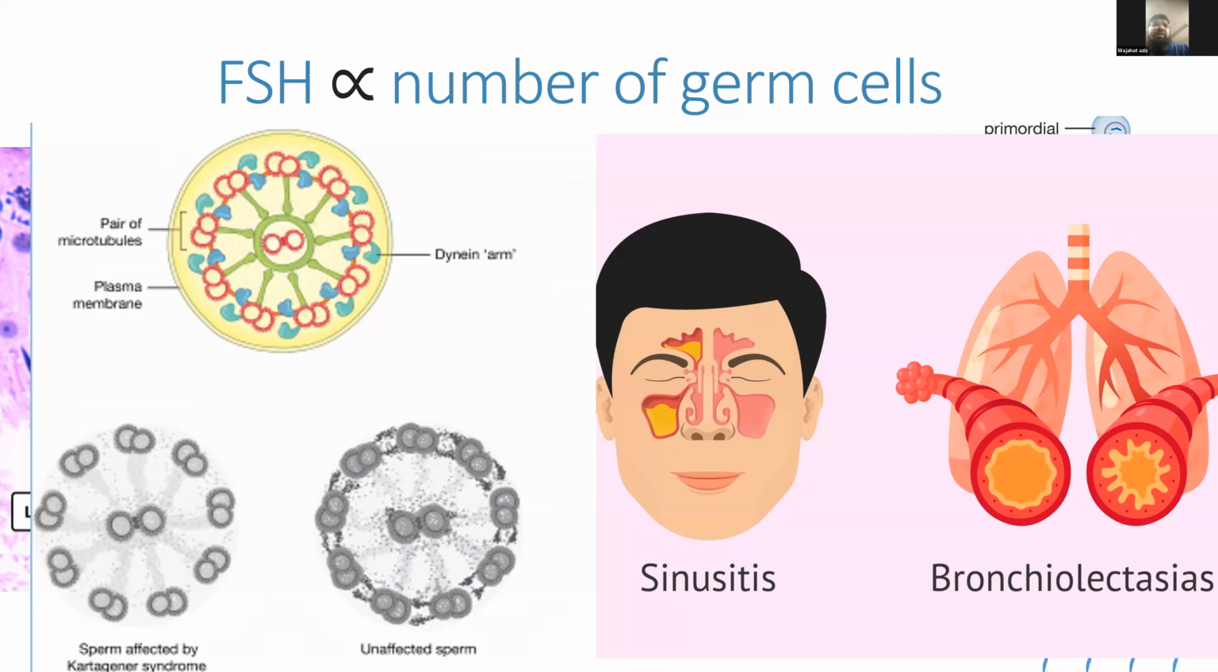One classic example of this is what is known as Kartagener syndrome, where the dynein arm of the sperm is affected, as well as the sinuses and bronchi, and there is no sperm movement. So you would have a normal volume, a normal FSH, and normal testes, but the sperm would not be able to travel up the genital tract.